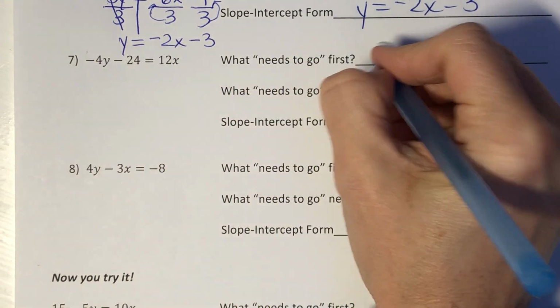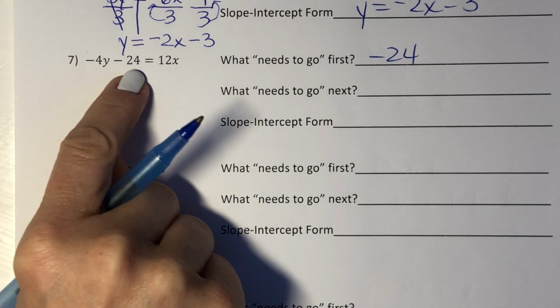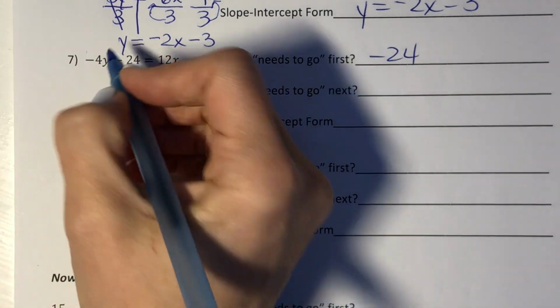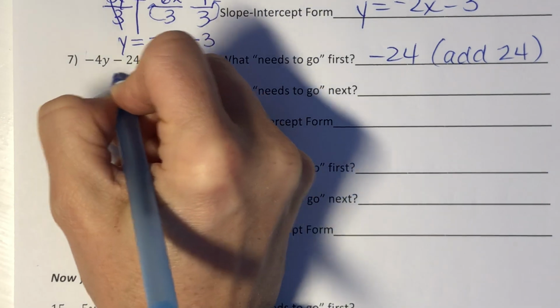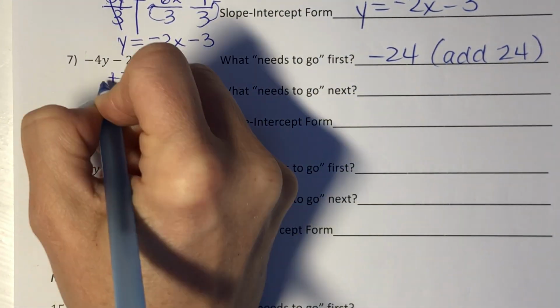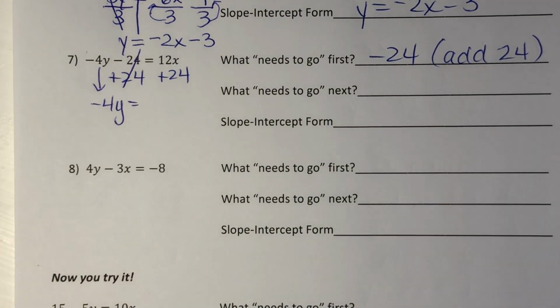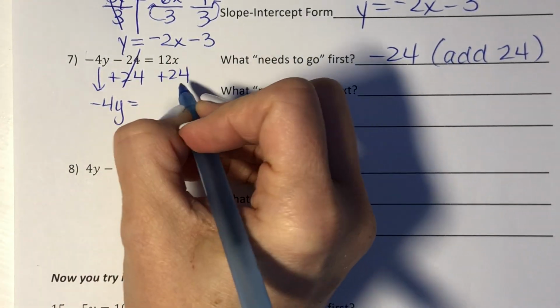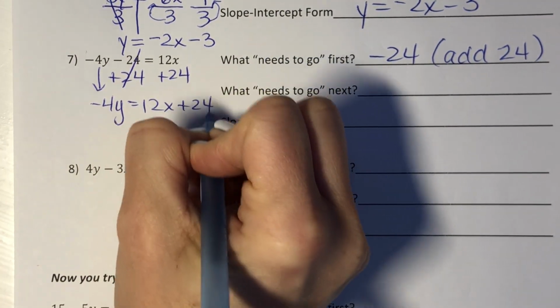This negative 24 is in the way. It's literally, you guys, whatever is not immediately with the y. So to do that, I need to add 24 to both sides. So let's do that. Let's do a 24 here and add a 24 here. It cancels here, which allows me to bring down my negative 4y. I'm halfway there. This I can't combine because one has an x and one doesn't, so I'm just going to do this.